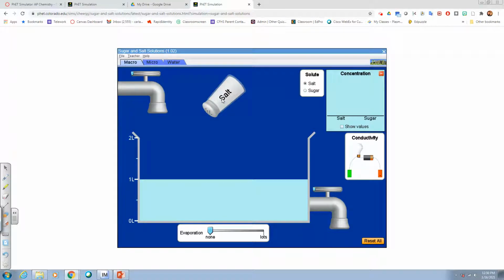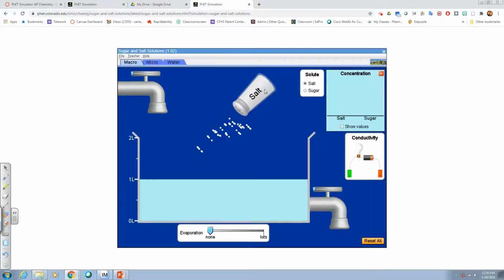So macroscopically, here we have a container with 1 liter of water in it, and you'll notice that right now the concentration is 0 because all that's in there is water. Concentration, we express in moles per liter. So how many moles of the substance are present in 1 liter of solution.